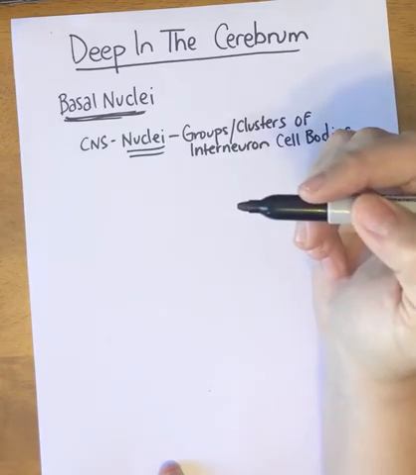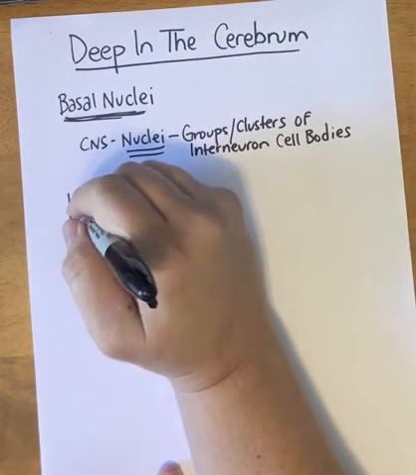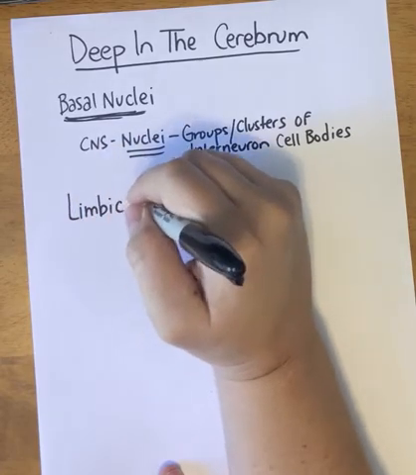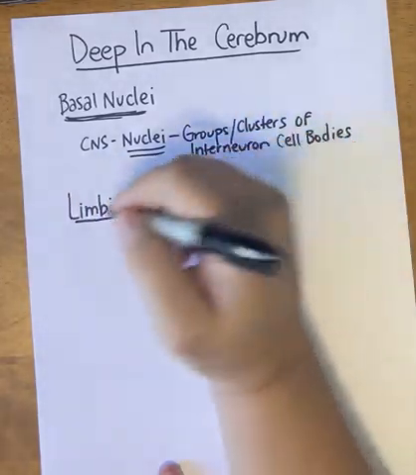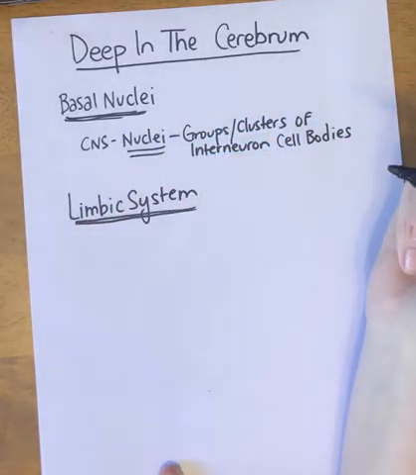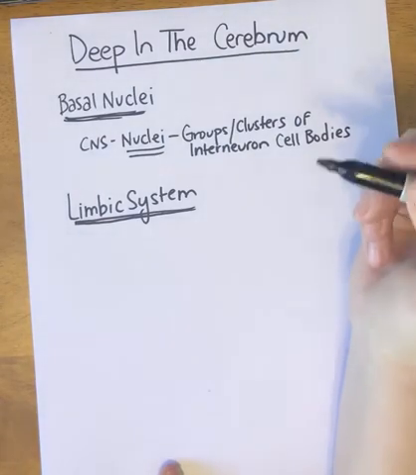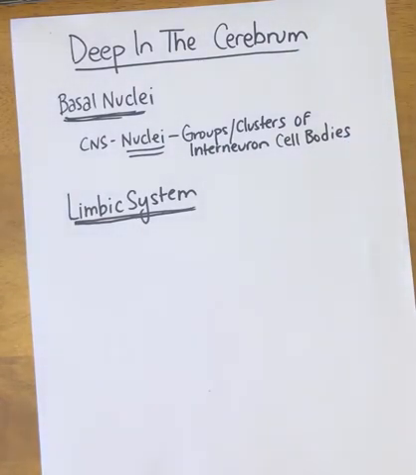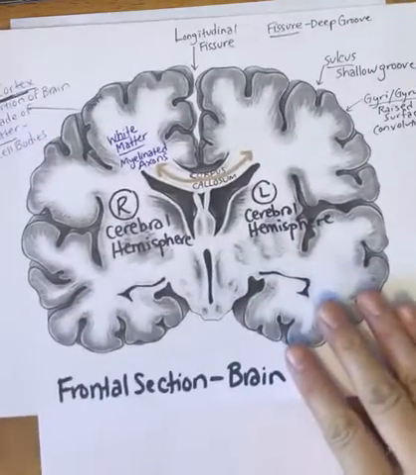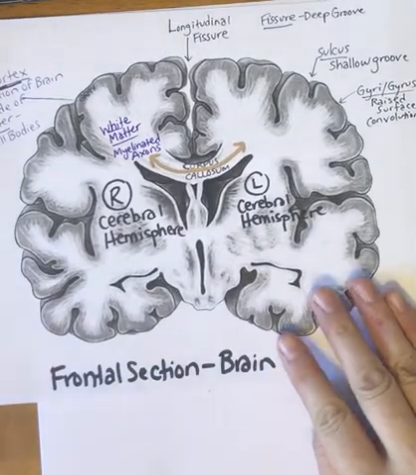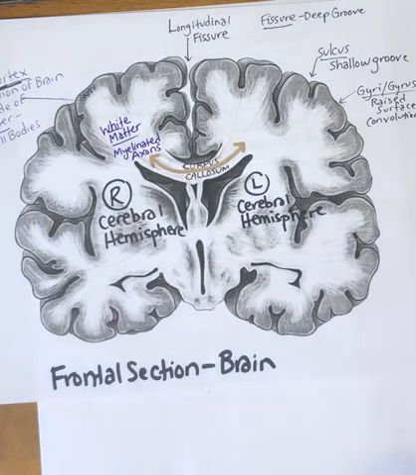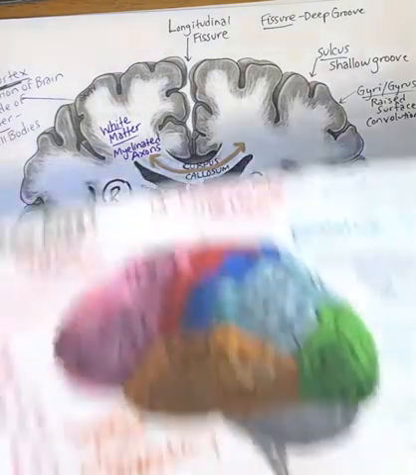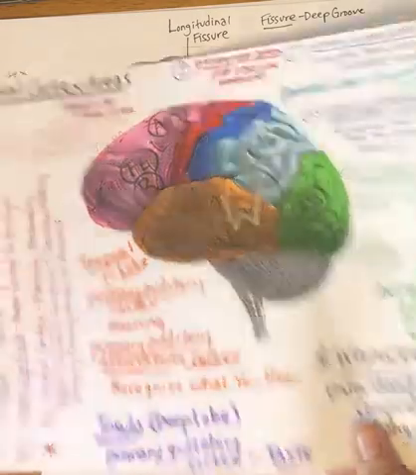Now, we're also going to be talking about the limbic system. The limbic system is very deep in the cerebrum, and we will talk about the limbic system and their names and their functions and everything. So we have a couple of pictures that I'm going to use for this. The first one we've already used was the frontal section of the brain. So we have our cerebral cortex area, the outer portion.